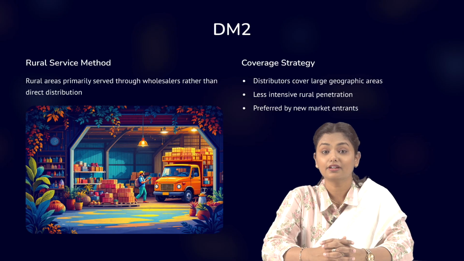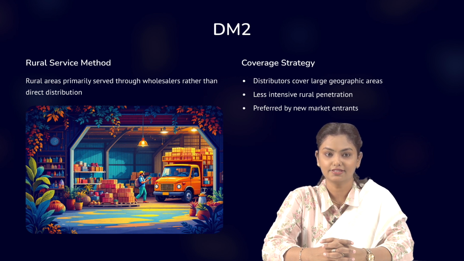The biggest advantage of DM2 is that it reduces distribution cost. This helps distributors and their partners earn more profit and also support better product sales. In this model, companies often use wholesalers to supply nearby villages that their main distributors do not directly cover.